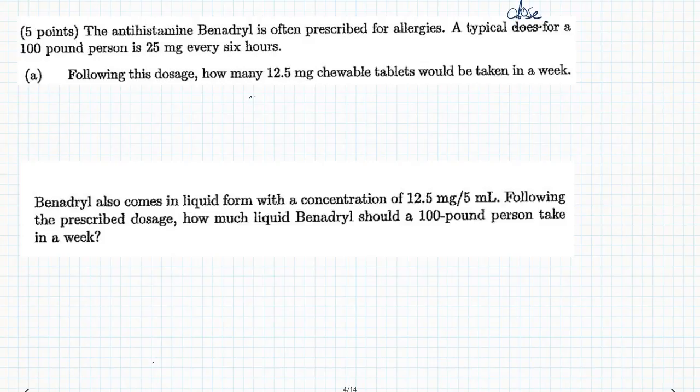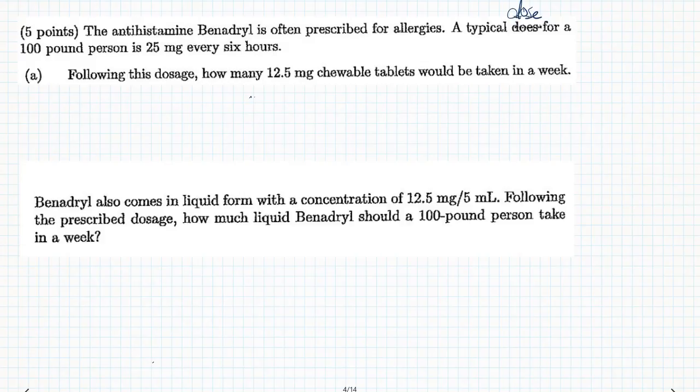So moving on, another conversion. We have the antihistamine Benadryl, which is often prescribed for allergies. A typical dose for a 100-pound person is 25 milligrams every 6 hours. Following this dosage, the 100 pounds are going to stay across this. So how many 12.5 milligram chewable tablets would be taken in a week?